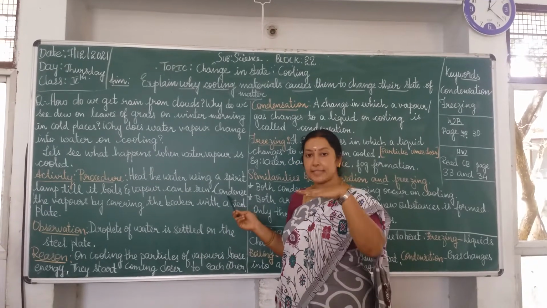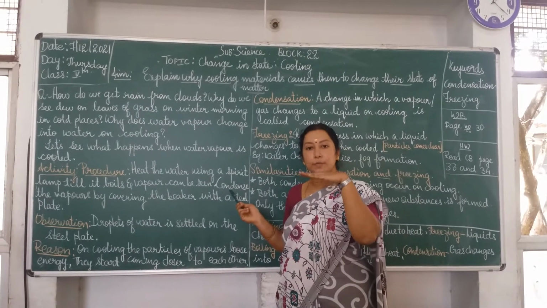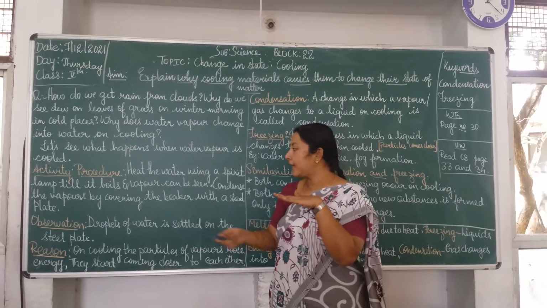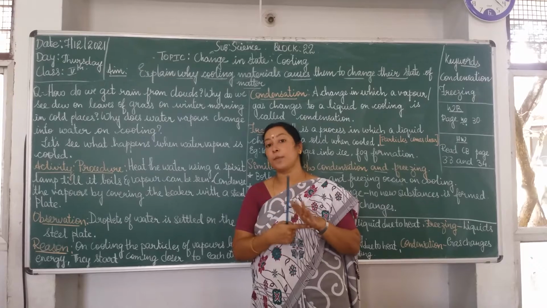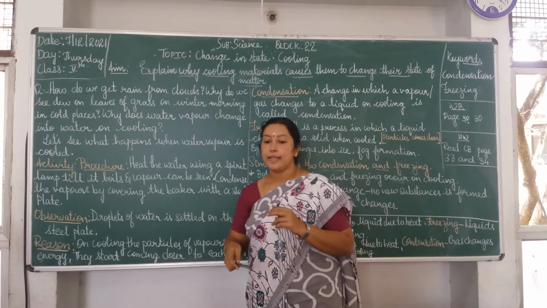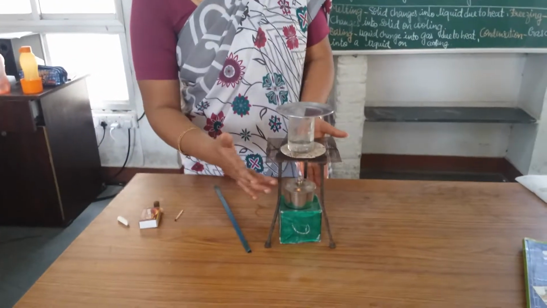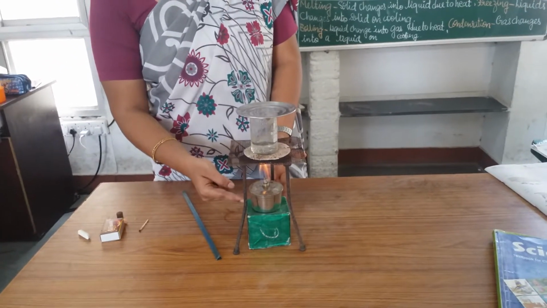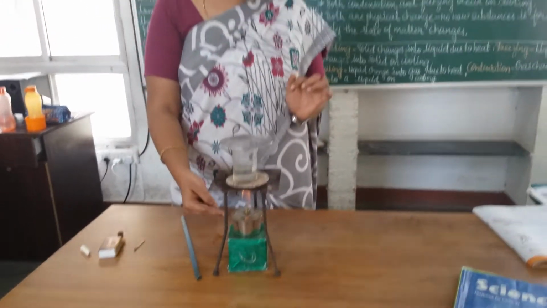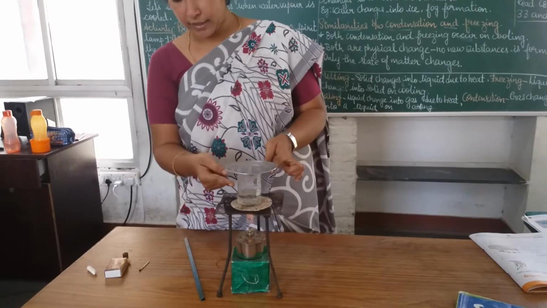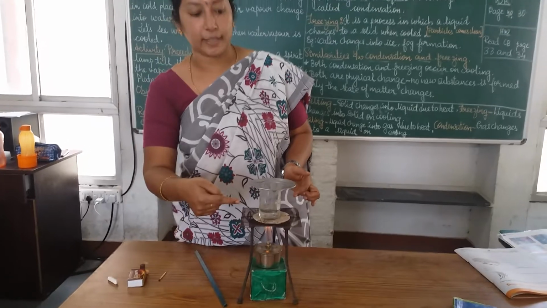Now, I am going to collect this water vapor by covering the beaker with a steel plate. So, what can you observe? Let us see. Come, join with me. So, here is the setup. As usual, this is the tripod, this is the spirit lamp, this is the mesh and this is the beaker. Actually, I have lit the spirit lamp and the water is already heated. Can you all see the water heated here?